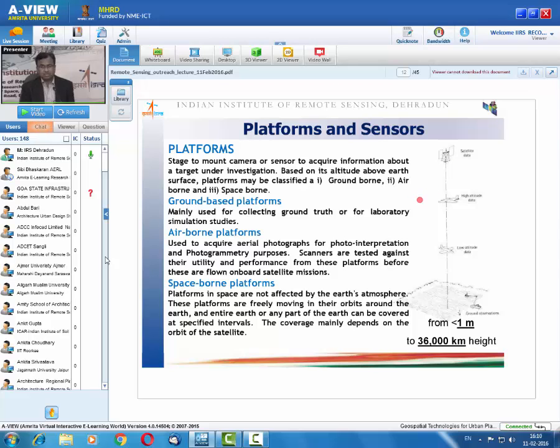Now let us understand the remote sensing technology further. In remote sensing, the sensor is mounted on a platform, and this platform is on board the satellite. The platform may be ground-based, airborne or space-borne, so basically three kinds of platforms are there. On the ground it will be close to 1 meter, or in space it may go up to 36,000 kilometers height, where the geostationary satellites are normally placed in orbit.